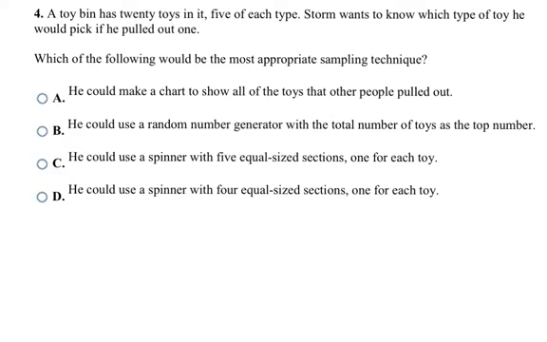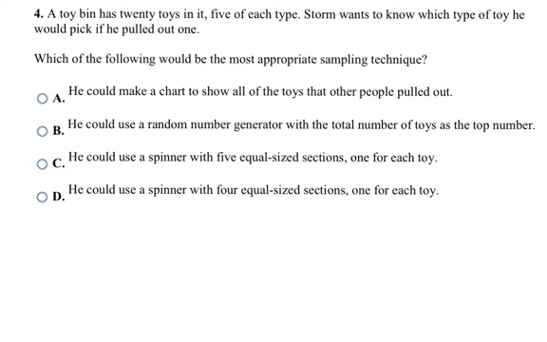Number 4 says, a toy bin has 20 toys in it, 5 of each type. So there's 4 different types. Storm wants to know which type of toy he would pick if he pulled one out. Which of the following would be the most appropriate sampling technique? So once again, we need to go through each choice. So A, he could make a chart to show all of the toys that other people pulled out. B, he could use a random number generator with total number of toys as the top number. C, he could use a spinner with 5 equal size sections, 1 for each toy.